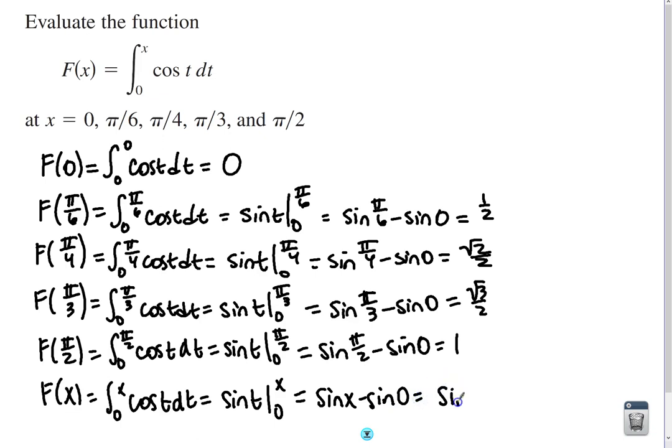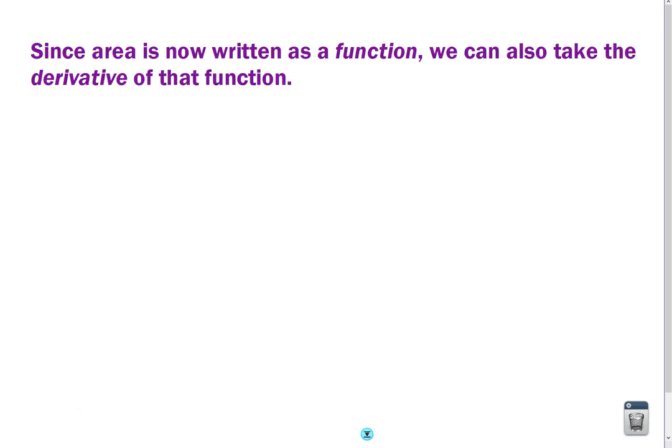So this is just the sine of x. Interesting. So the function here, the integral from 0 to x of cosine of t dt, is essentially the same thing as the sine of x. So we'll go to the next page where I have a little bit more room. And since the area is now written as a function, we could take the derivative of that function.